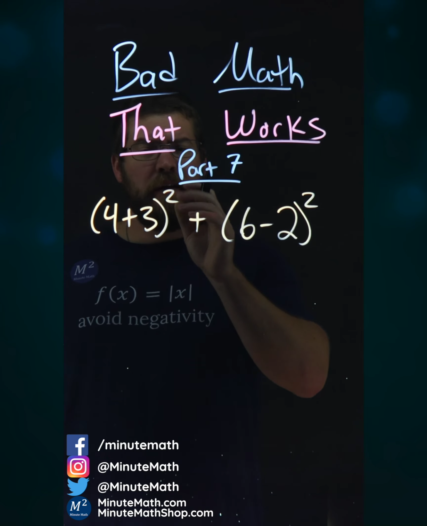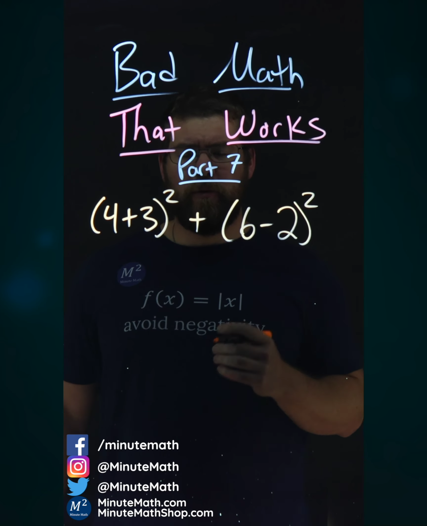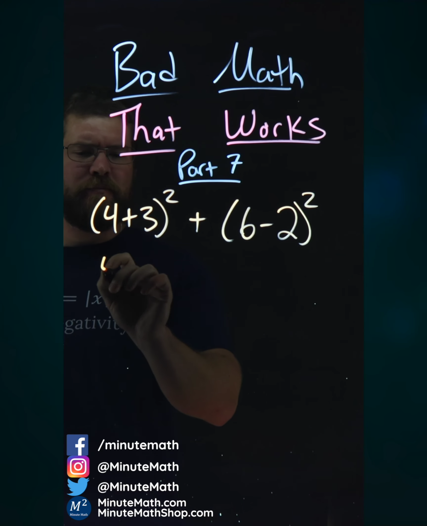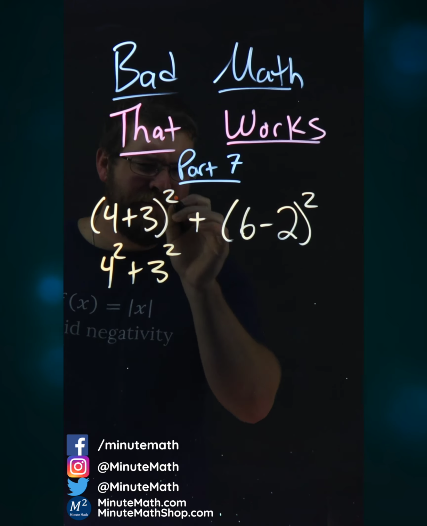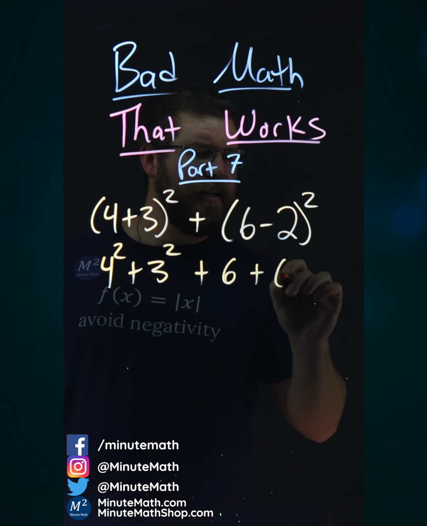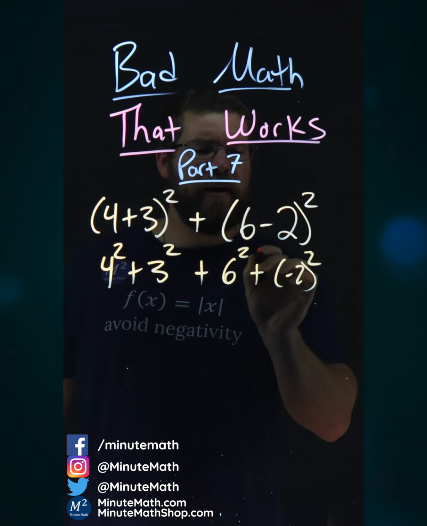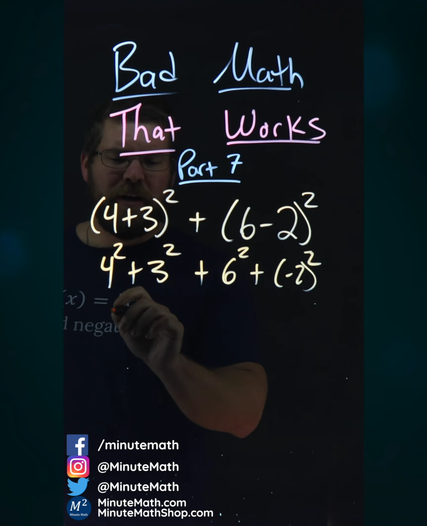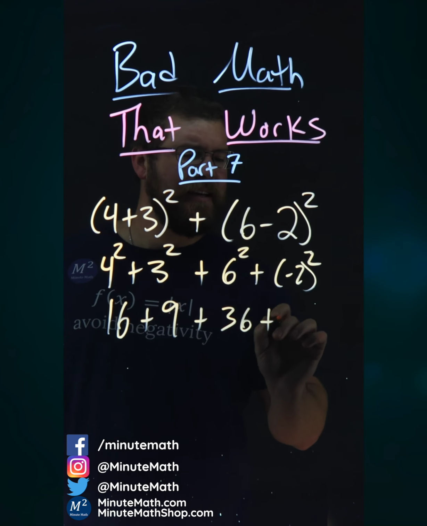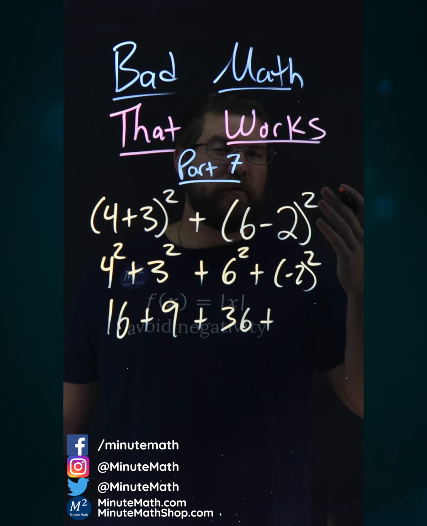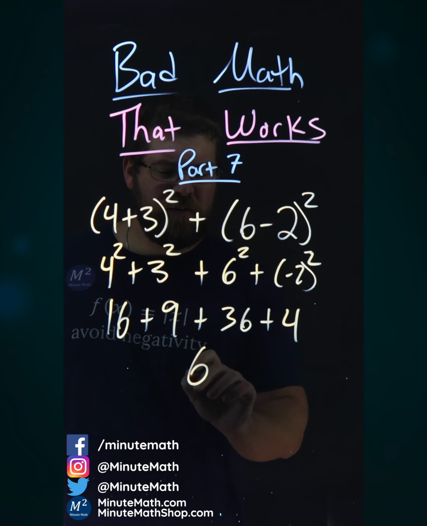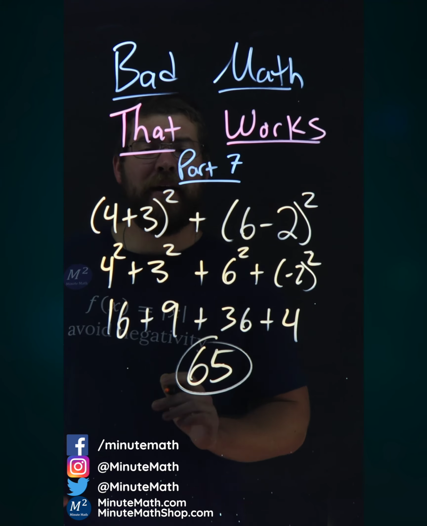We have 4 plus 3 all squared plus 6 minus 2 all squared. FOIL is for losers. What we got to do here is just 4 squared plus 3 squared. Apply the squared to both parts, people. Then 6 squared, plus a negative 2, all squared. Make sure we square everything here. Now 4 squared, 16, 3 squared is a 9, 6 squared, 36, and negative 2 squared, remember, negative squared is a positive, 4. 16 plus 9 plus 36 plus 4 is a 65. And there we have it.